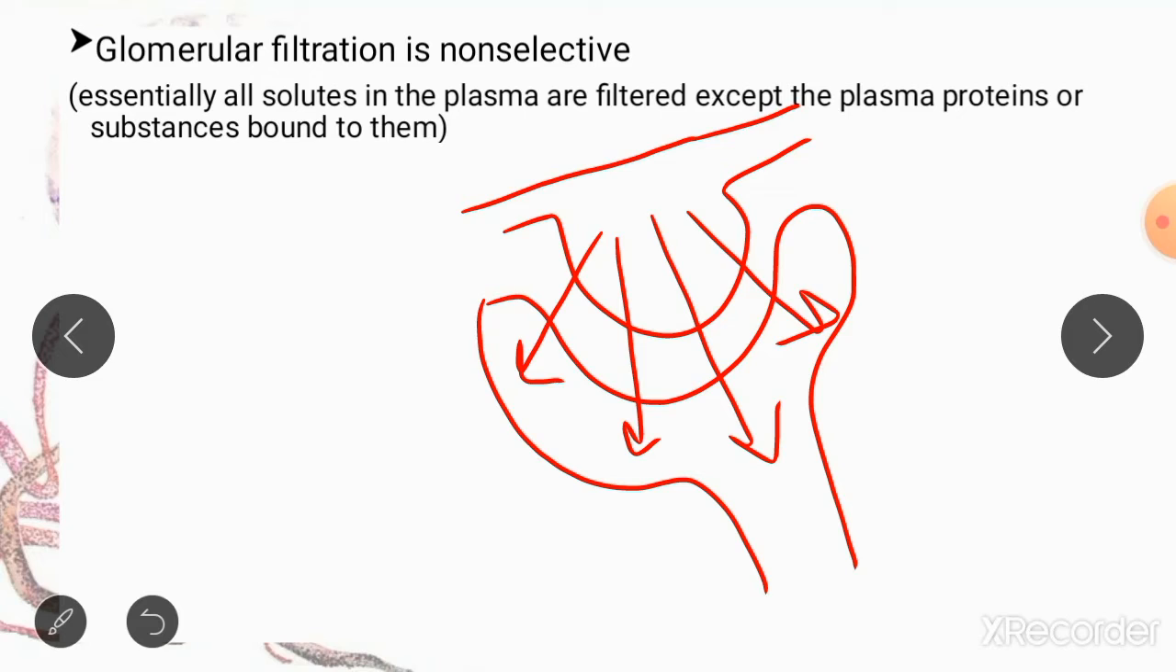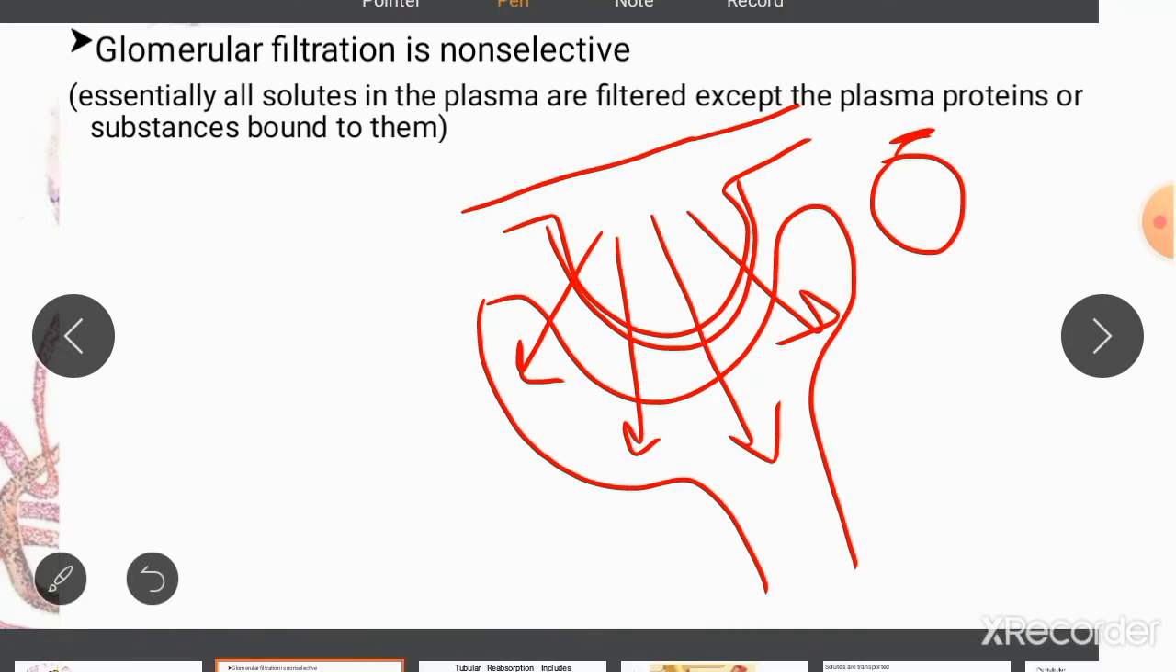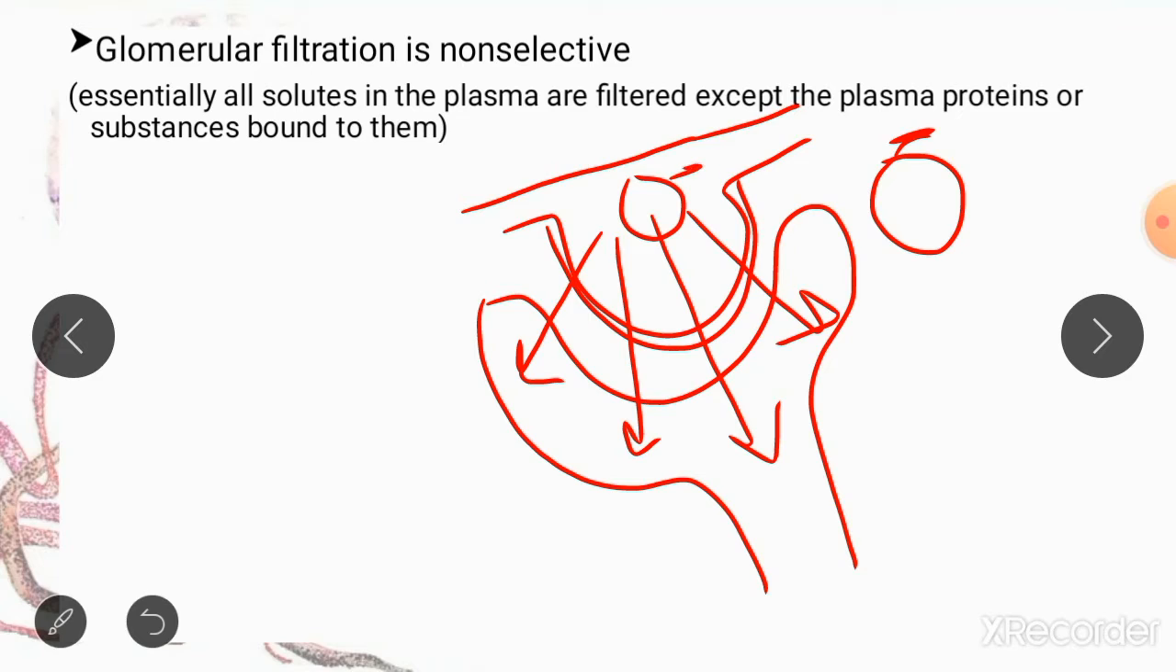Why? Because we have already discussed this. Your plasma proteins are very large in size, and also they have a negative charge on them, and as we already know our glomerular membrane is also negatively charged, so these large plasma proteins are repelled by the negative charges of the glomerular membrane, thus they cannot filter from the glomerulus into the Bowman's capsule. So everything which is present in the blood except your RBCs and your plasma proteins, and anything that is bound to your plasma proteins such as ions and drugs, is filtered.